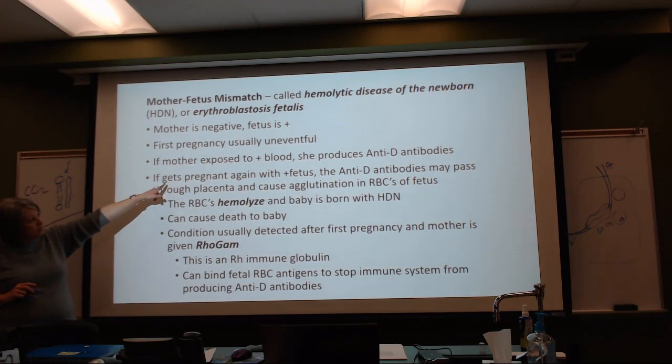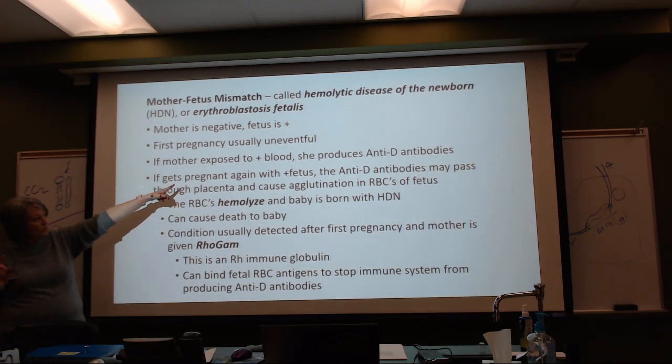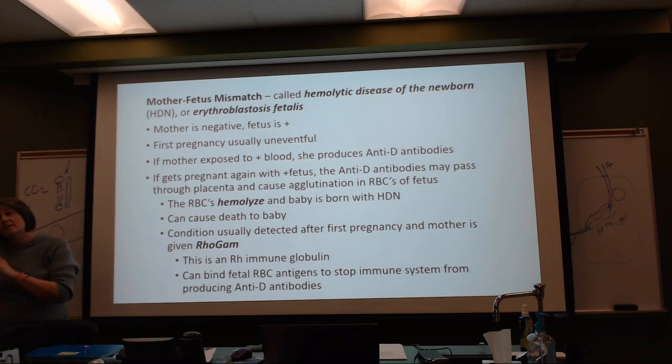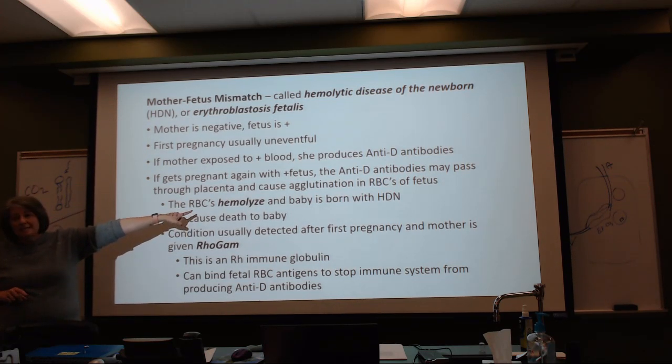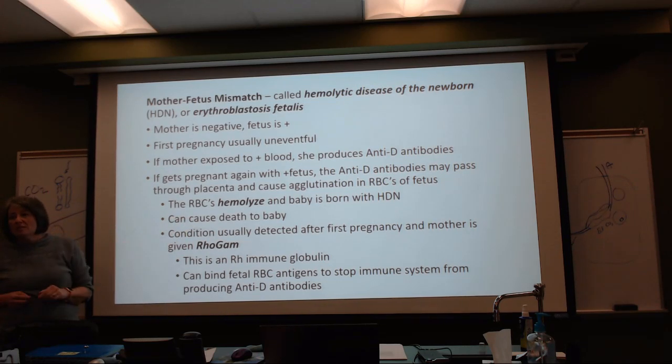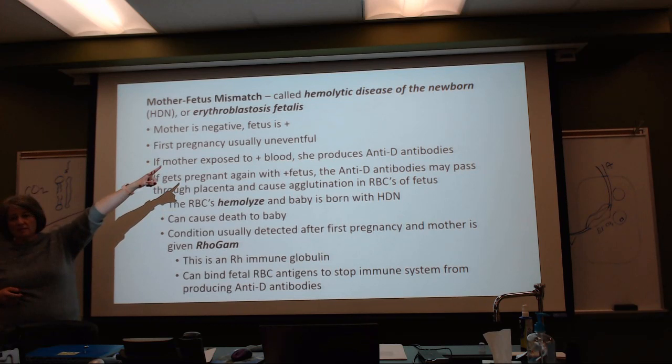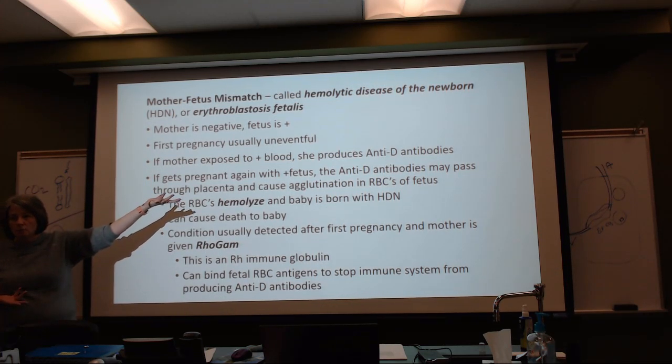If the person doesn't get the RhoGAM and they get pregnant again, here's what's going to happen. Antibodies are going to cross the placenta. They're going to get to the baby and attack those red blood cells. The red blood cells burst. If the baby survives, note the if, it'll be born with HDN, the hemolytic disease of the newborn. And if the baby survives, they will begin treating the baby once it's born.